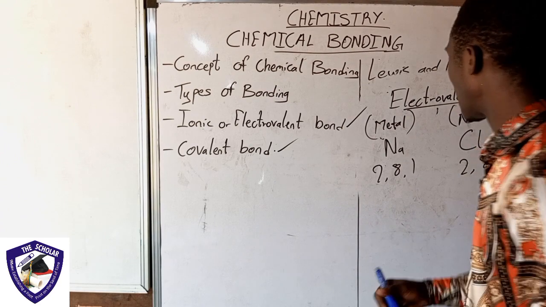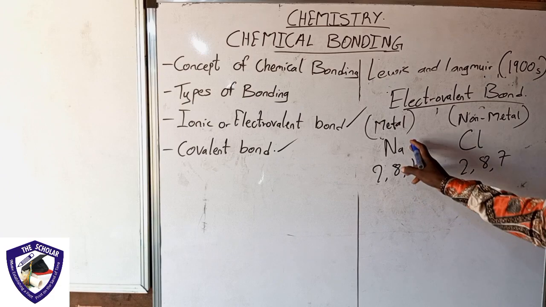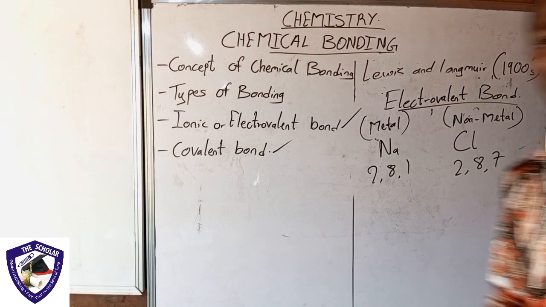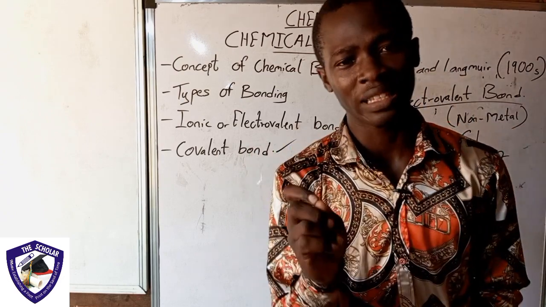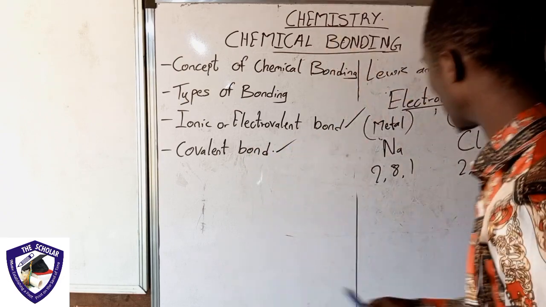Now, let's look at the bonding between sodium and fluorine, how it involves the transfer of electrons. Before that, there is something we call octet configuration. Octet configuration.